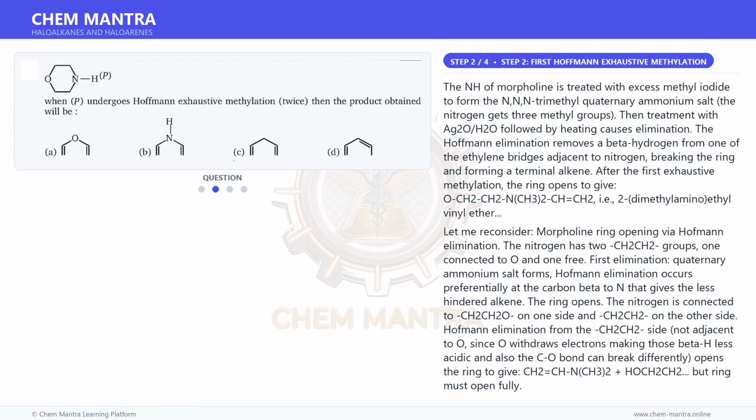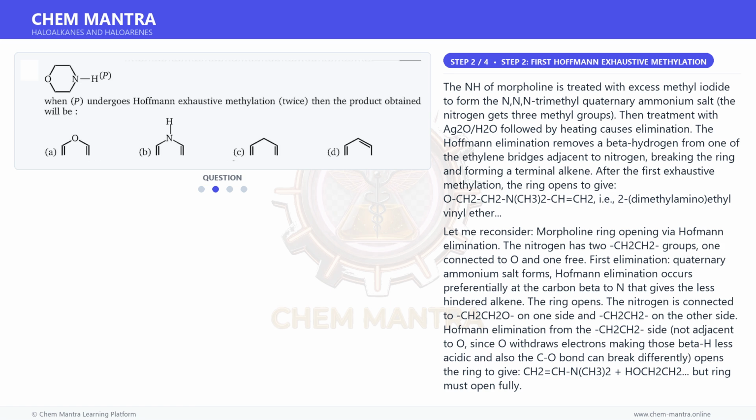Let me reconsider. Morpholine ring opening via Hofmann elimination. The nitrogen has 2 CH2CH2 groups, one connected to O and one free. First elimination, quaternary ammonium salt forms. Hofmann elimination occurs preferentially at the carbon beta to N that gives the less hindered alkene. The ring opens.